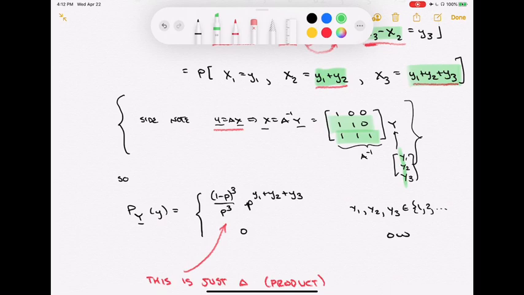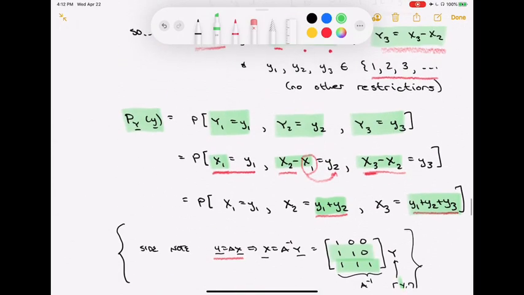Okay, so what does that tell us? That tells us that our joint probability mass function p_Y of y can be gotten from the probability mass function of x. We knew that was (1 minus p) cubed over p cubed. Go back up to what that looked like.